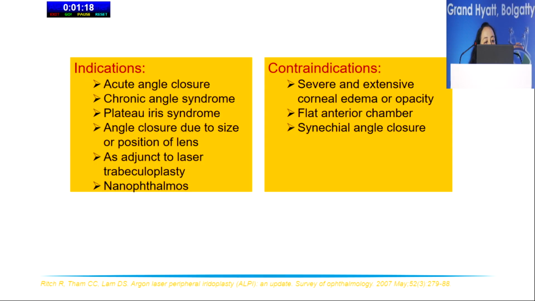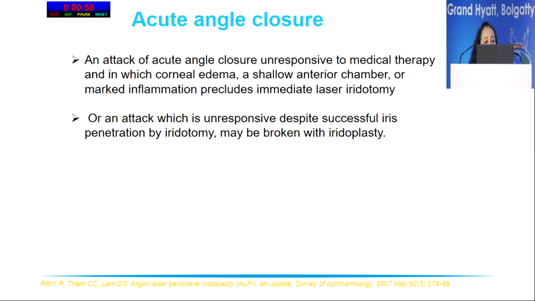So these are indicated in acute angle closure along with the PI, and chronic angle closure. Mostly it is used for plateau iris syndrome, or in some cases of angle closure due to the lens, and as an adjunct to laser trabeculoplasty to open the angle. Contraindications are severe and extensive corneal edema, flat anterior chamber, or synechial angle closure.